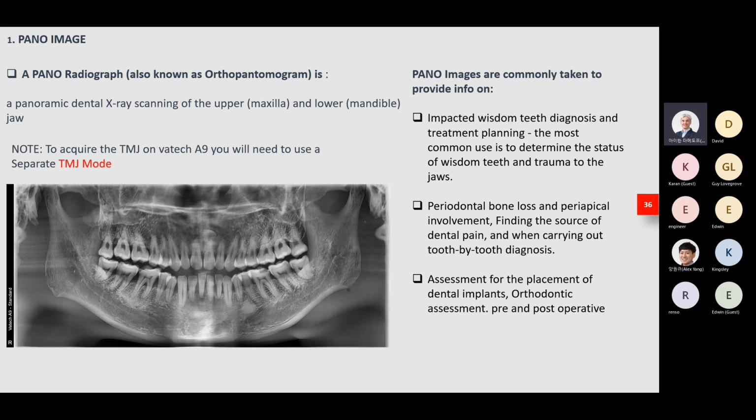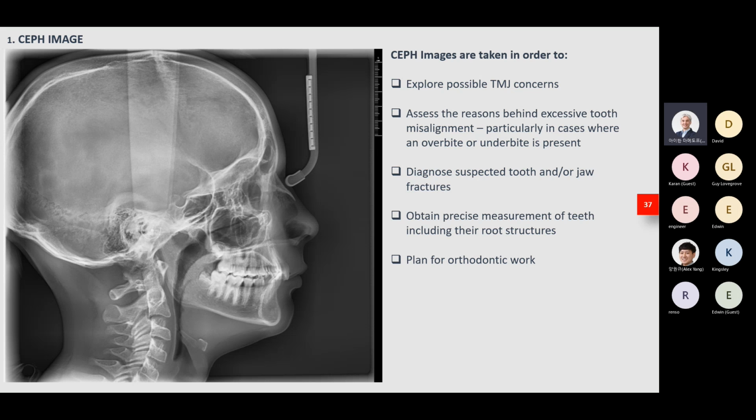Whenever you communicate with the doctors, you need to know what a PANA image is, and why the customer takes a PANA image, what kind of information the doctor is trying to get from the patient. The same goes for the Ceph image. For example, a Ceph image is taken to check these parts, to explore possible TMJ concerns, plan for orthodontic work, or diagnose suspected tooth and jaw fractures, etc. So this general information can be checked here.